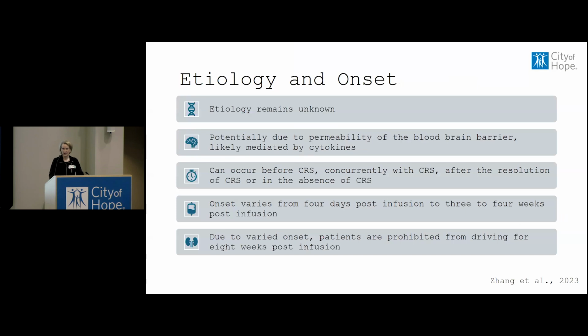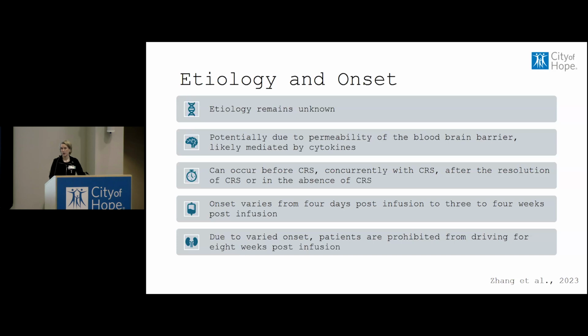I wish I had an answer from many previous presentations on ICANS of why it occurs, but the etiology is still unknown. There is some science behind the permeability of the blood-brain barrier, knowing that the CAR T cells do cross the blood-brain barrier. And again, just like cytokine release syndrome, this is most likely mediated by the inflammatory process and the release of multiple cytokines that occur when these CARs go to work on their targets.